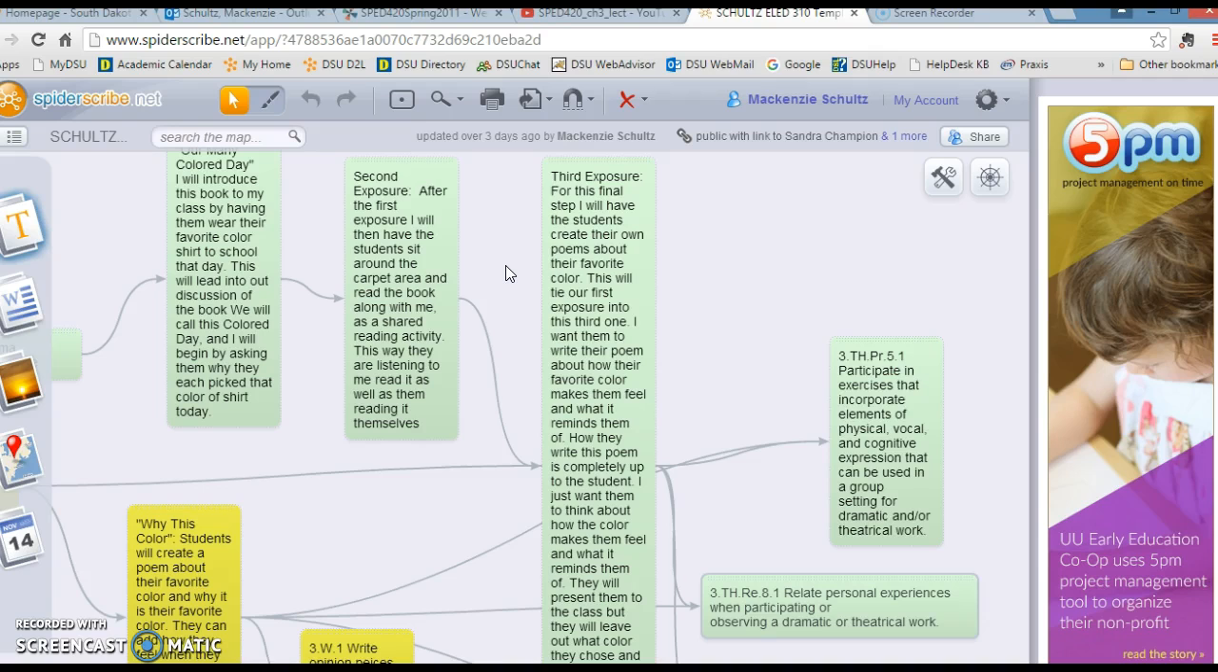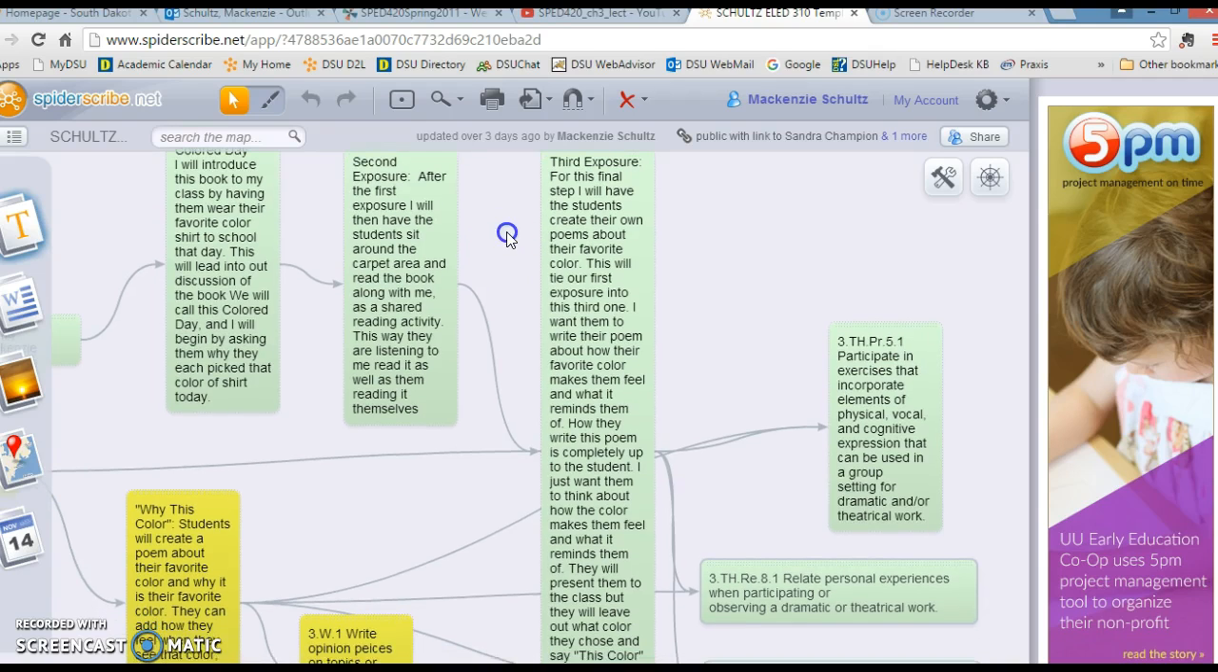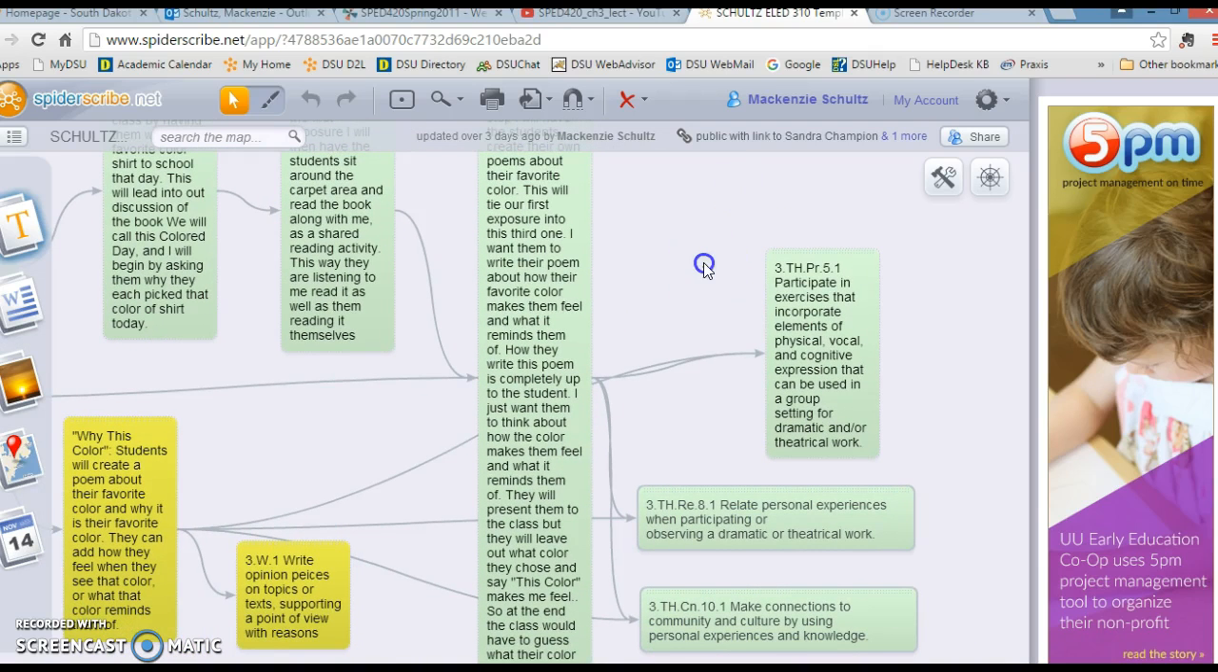For our third exposure, this is our final step, the students will be creating their own poems and acting them out. They will read the poem in front of the class, but they won't exactly say, my favorite color is. They'll say, my favorite color makes me feel happy and warm. This color may also be seen outside. This color represents the sun. So they'll have clues leading up to what their favorite color actually is, and then the class will say, oh, it's yellow.